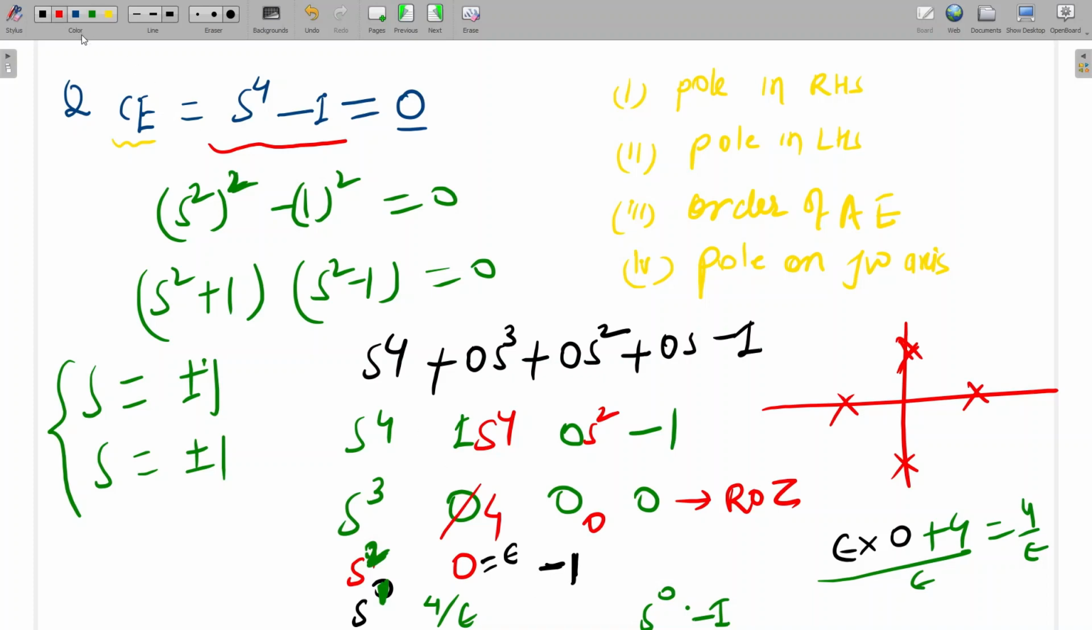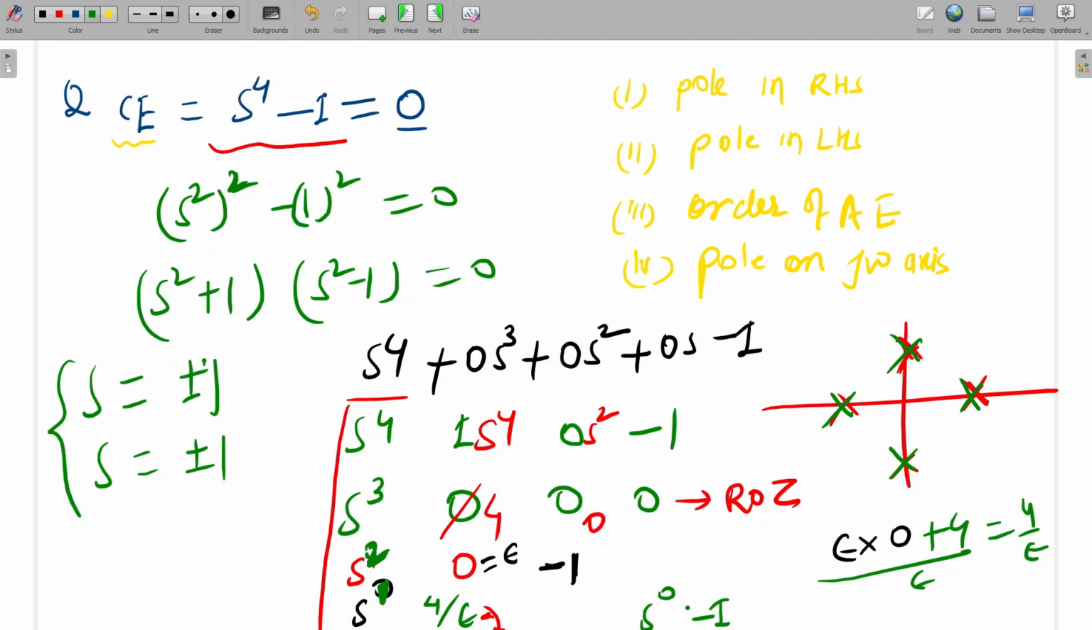Our auxiliary equation is this only, and one sign change is below the auxiliary equation. So one pole is coming in the right half side, and the corresponding mirror image is coming in the left half side. And the remaining two poles will be on the j omega axis. Is it clear?